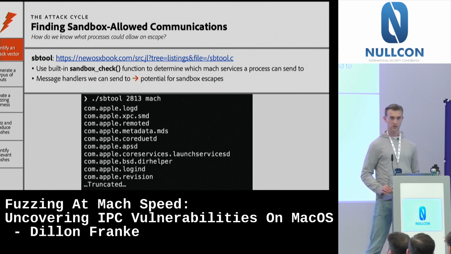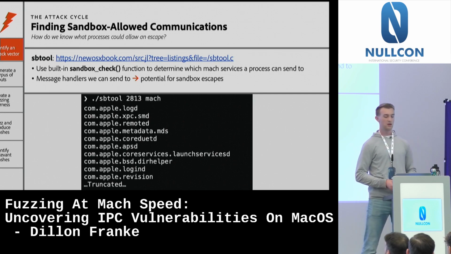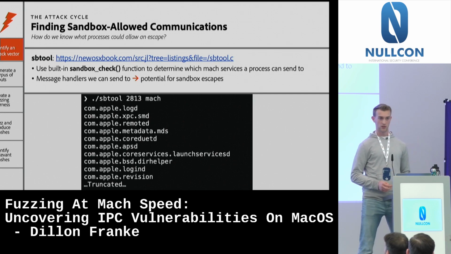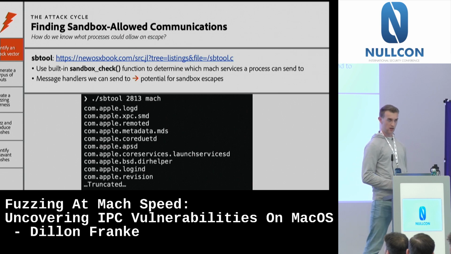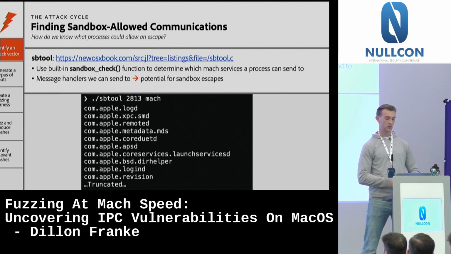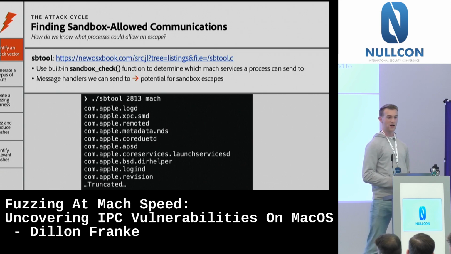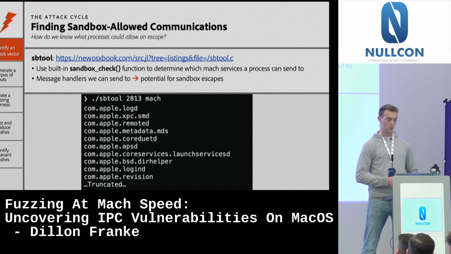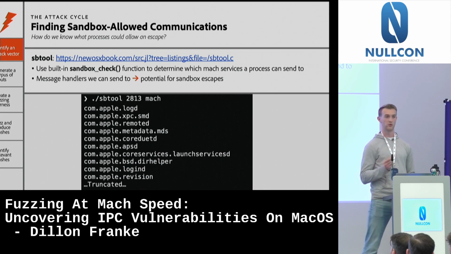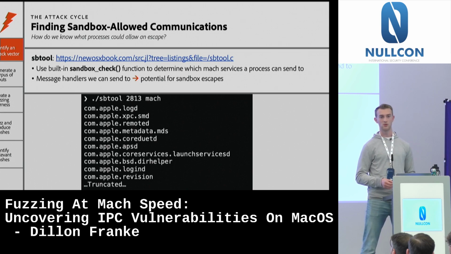Perfect. So the first step that I took in this research, I was mostly focused on looking at sandbox escapes. So the first logical step was to try and figure out, okay, given some high impact processes, what are the sandbox allowed communications? So what processes from that Chrome renderer process can we actually talk to? Because those are going to be our attack vectors that we can use to escape from that sandbox.